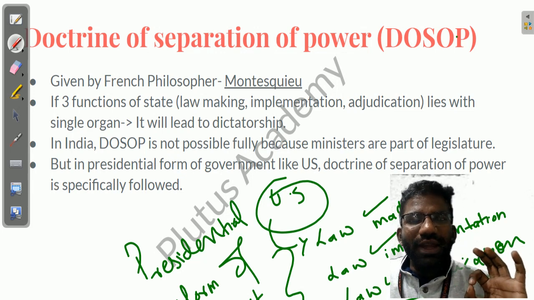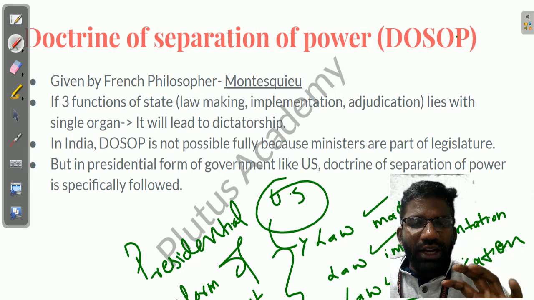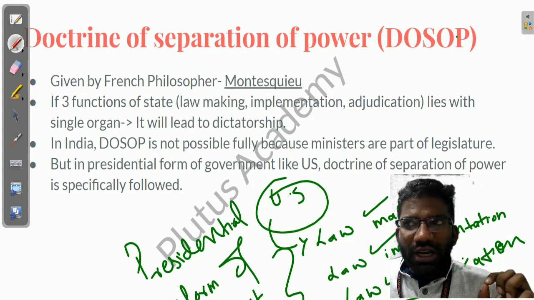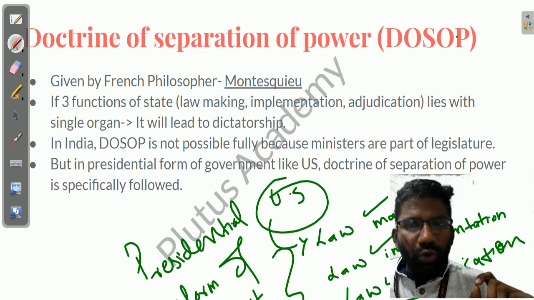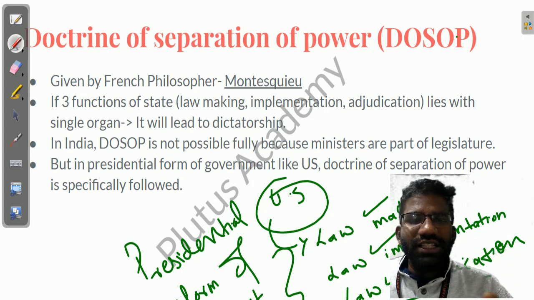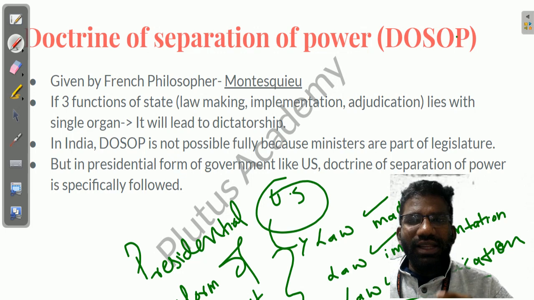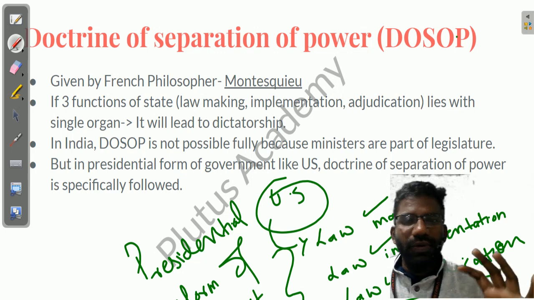But in the case of India, it is not possible that all these functions are performed by different organs, because in our country, ministers, who are executives, are part of the legislature. That means ministers play a vital role in the lawmaking process. So it is not possible to separate the powers of the legislature and the executive.